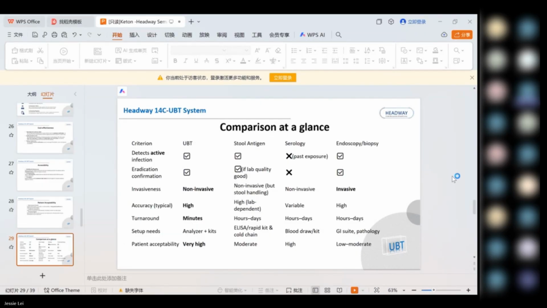Thank you, Leo, for that. The next question from Bosley: How do you handle false positive results? Jessie, do you want to answer that, or Leo? Mr. Leo, how do we handle the false positives, because you can have false positive results?